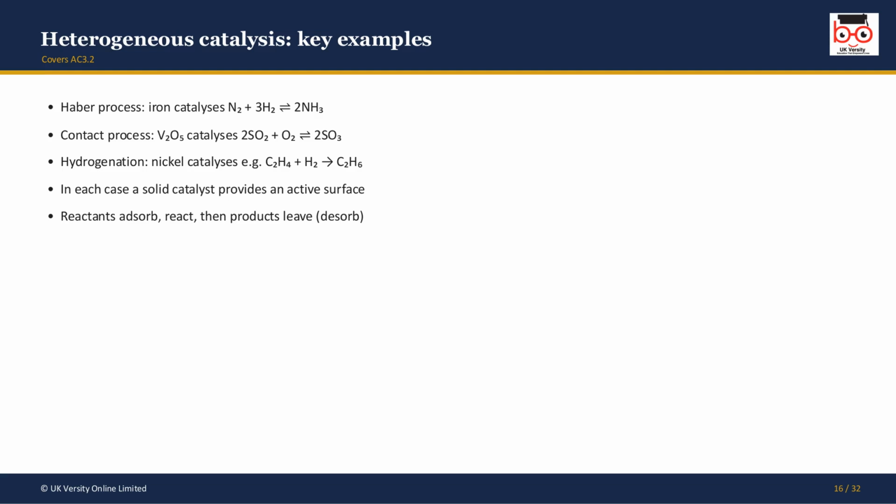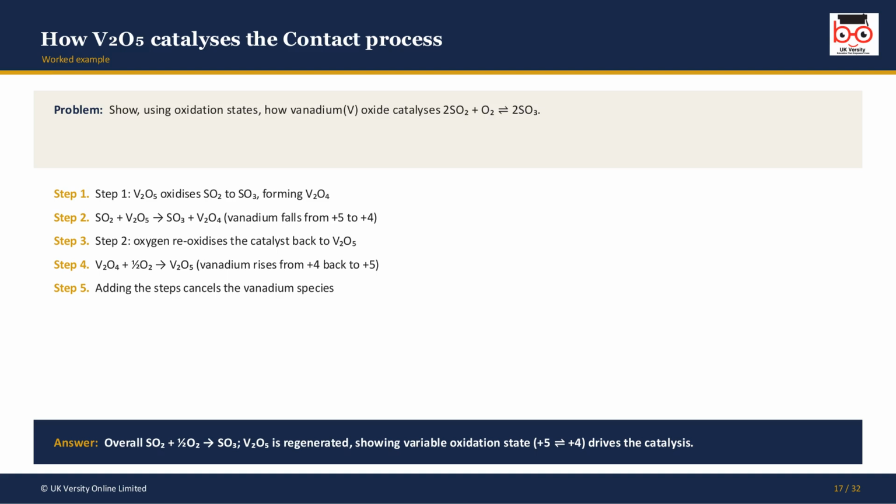Let's name some heterogeneous catalysts you should know. In the Haber process, iron catalyses nitrogen plus hydrogen coming to equilibrium as ammonia. In the contact process, vanadium 5 oxide catalyses sulfur dioxide plus oxygen going to sulfur trioxide. And in hydrogenation, nickel catalyses reactions like ethene plus hydrogen going to ethane. In every case, a solid catalyst provides an active surface where reactants adsorb, react, and then the products leave, or desorb.